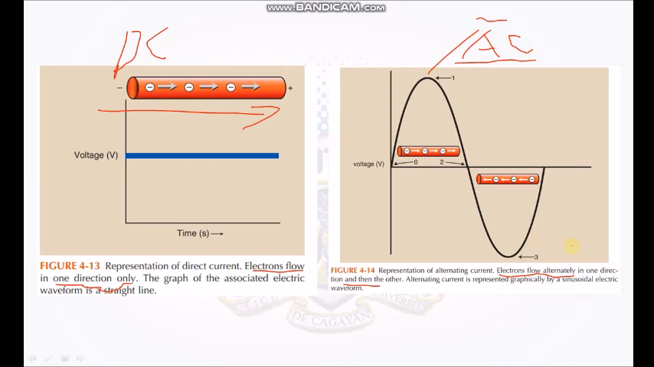Alternating current is represented graphically as a sinusoidal electric waveform. This is the positive cycle, and this below is the negative cycle. So that is an alternating current waveform, sinusoidal.